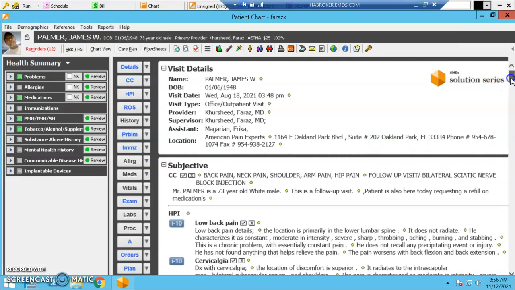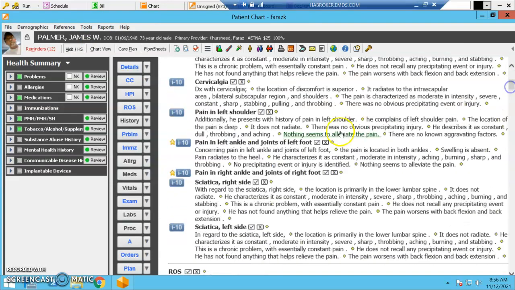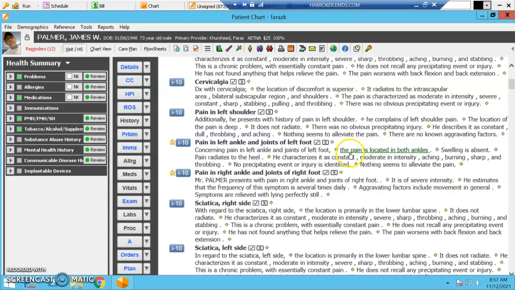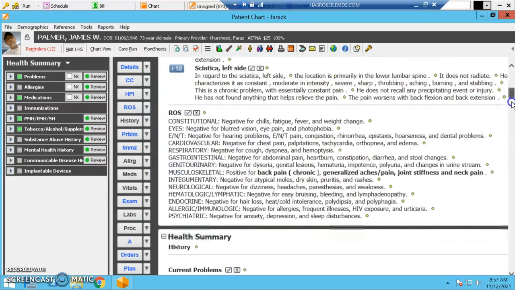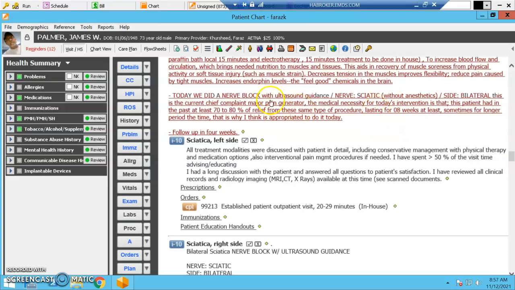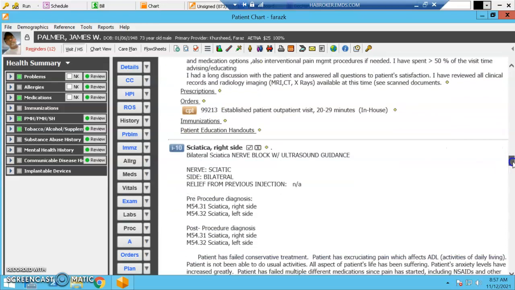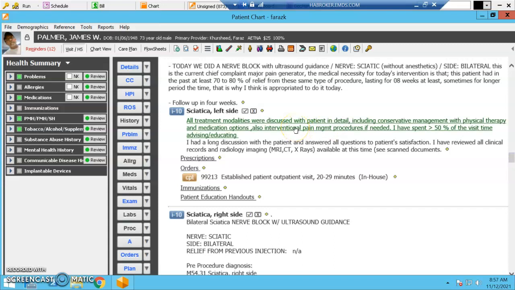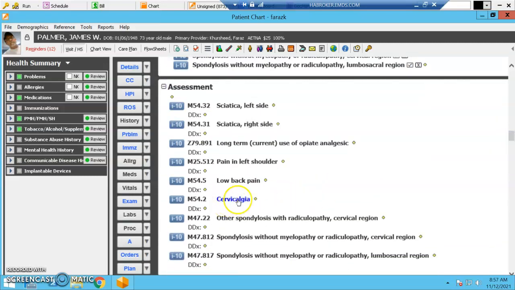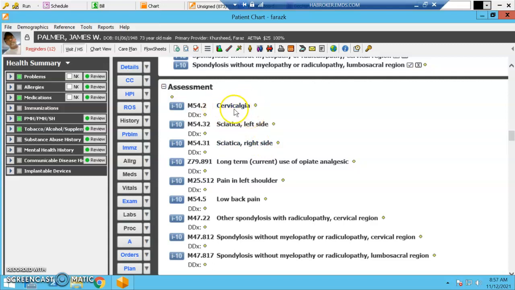Alright, so Mr. Palmer had bilateral sciatic nerve block, was a follow-up visit. Alright, so we have a description of why we did a sciatic nerve block. That's an important thing, that you cannot have a nerve block for a diagnosis which is too similar to the diagnosis under which you're putting level of service. So we have to replace that sciatica code with, say, neck pain or cervicalgia. So I just move it first. So now the level of service will come under cervicalgia.